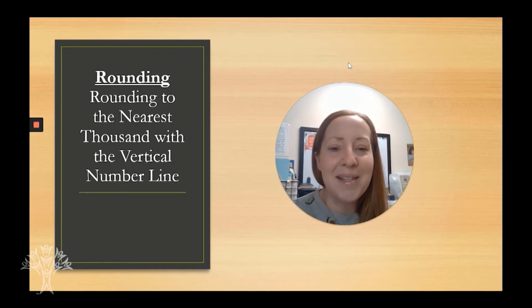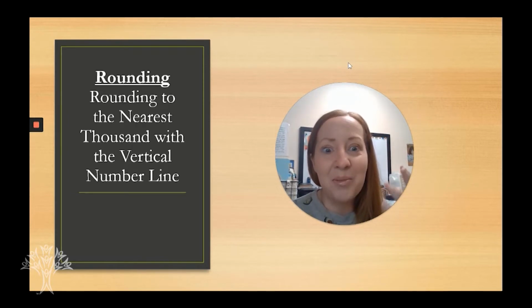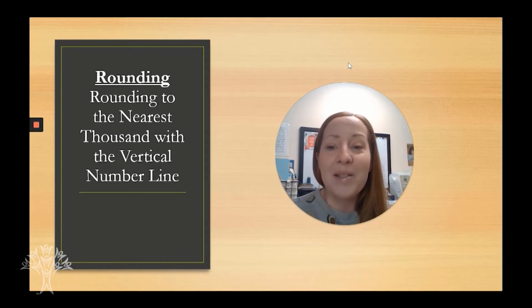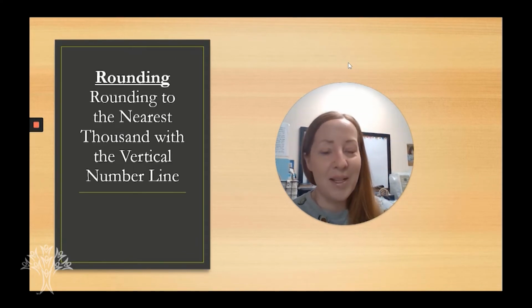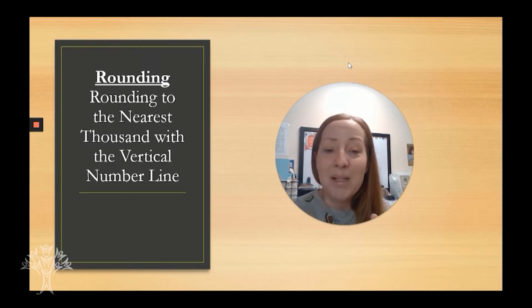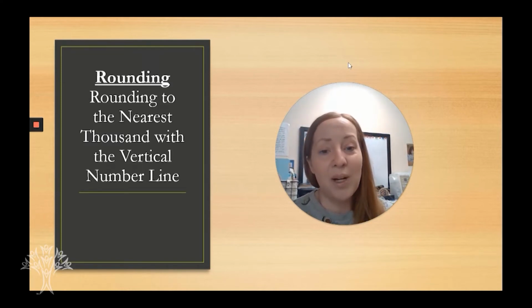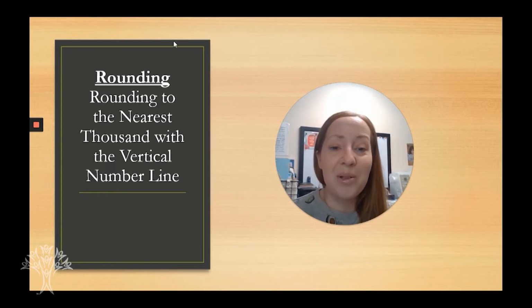So that kind of brings us to today's lesson, because it was a thing that we talked about, and that's rounding. So we're going to be talking about the concept of rounding to the nearest thousand with a vertical number line. So get your pencil, paper, and your fabulous brain ready, and we will get started.